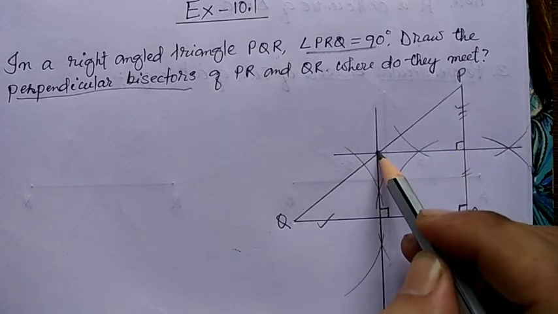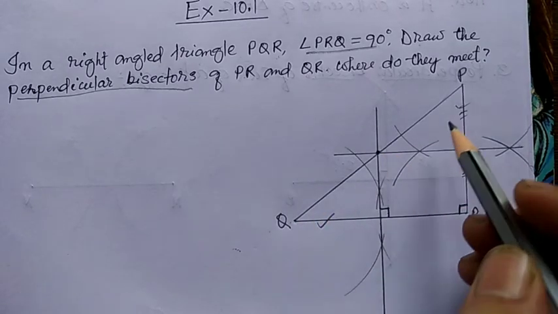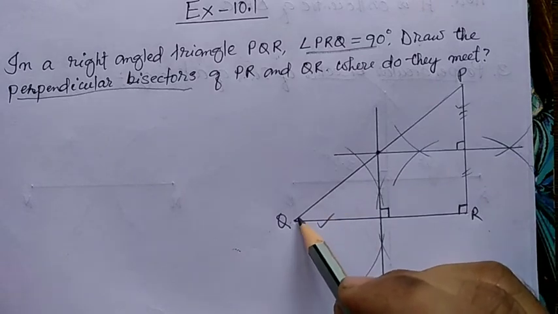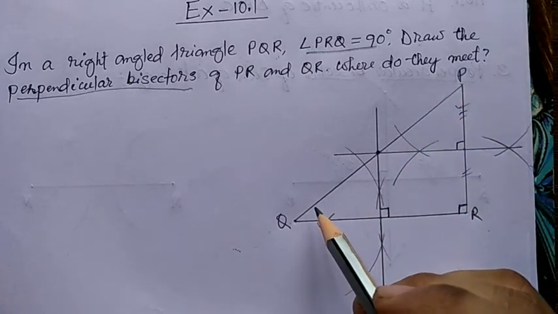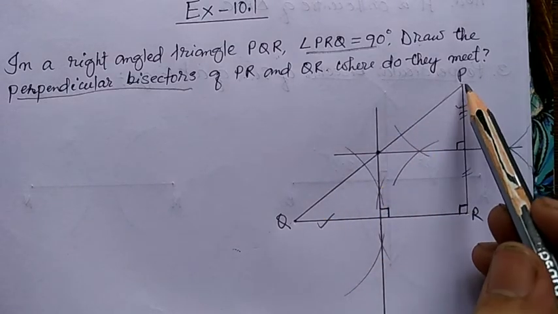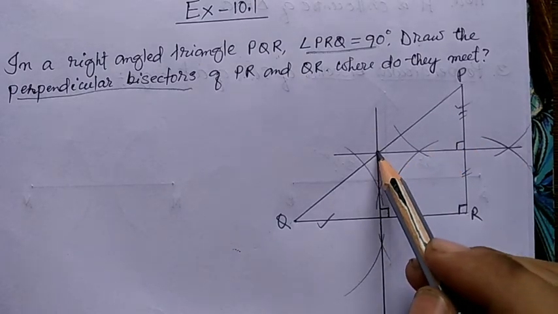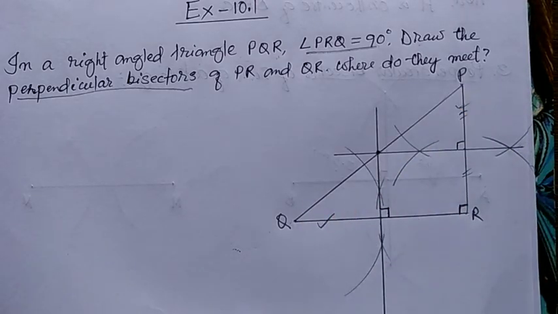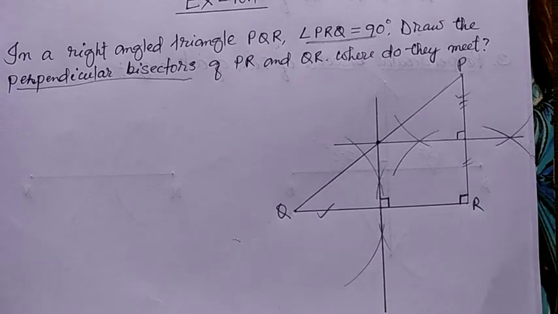And you can see this is a point on the third side PQ. For this triangle, PQ is the longest side, and this longest side of a right triangle is called the hypotenuse. So the perpendicular bisectors of sides PR and QR meet at a point on PQ, which is the hypotenuse. So this is the figure part. Now we write the answer.